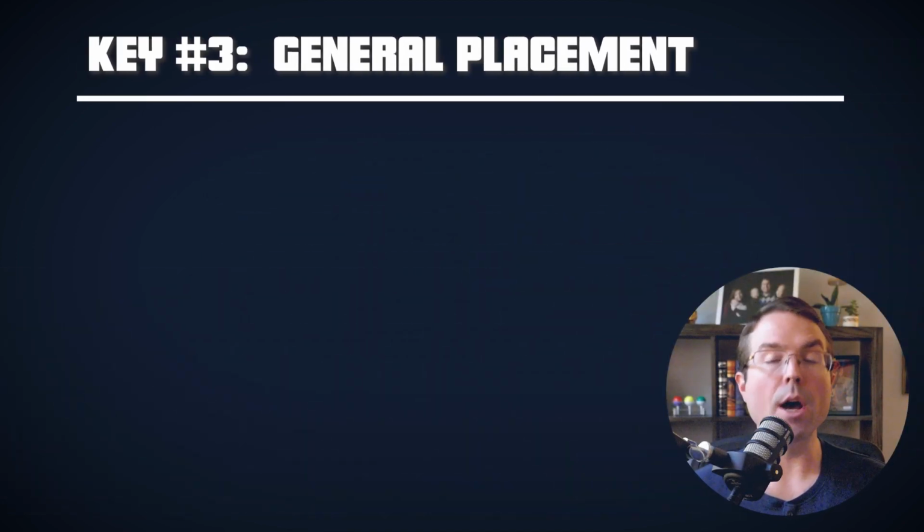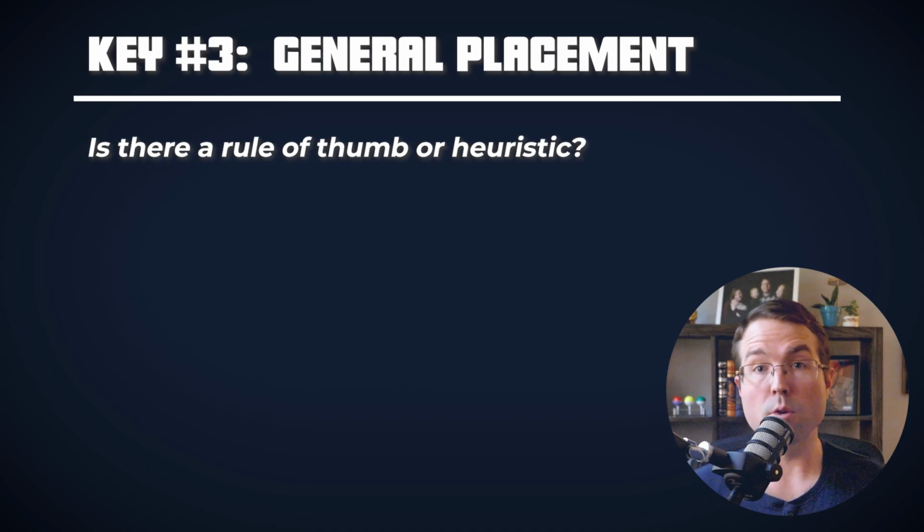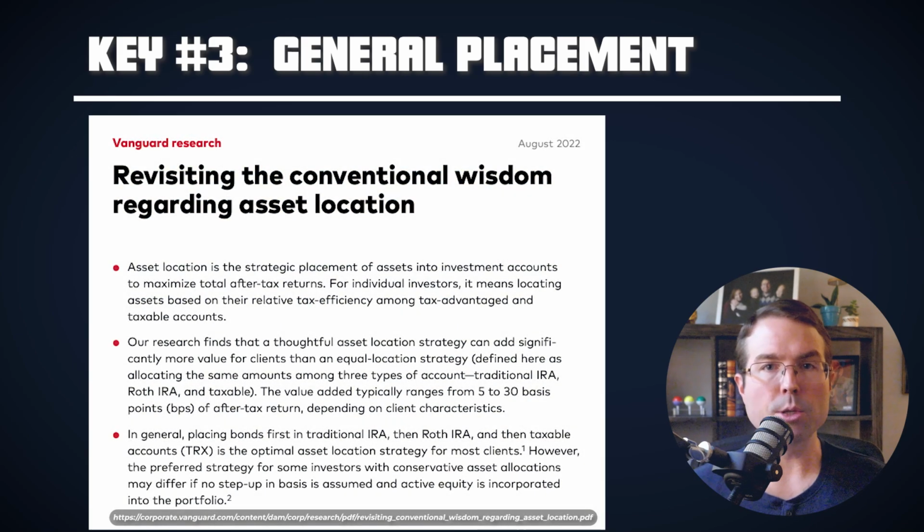The next big key is understanding placement. And this brings up an interesting question. Is there a general approach or rule of thumb to shelving different investment types? Well, looking at a 2022 Vanguard research paper, they suggest that in general, placing bonds first in traditional IRA, then Roth IRA, and then in taxable accounts is the optimal asset allocation strategy for most clients.